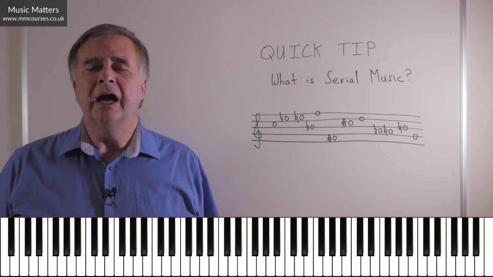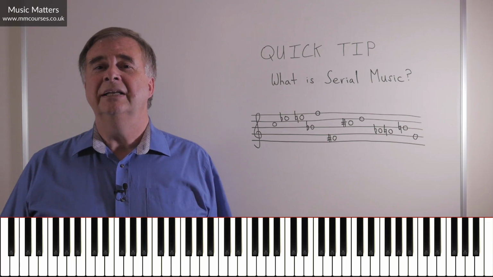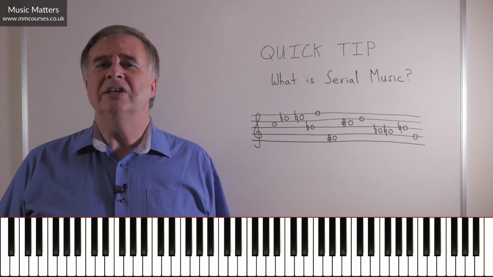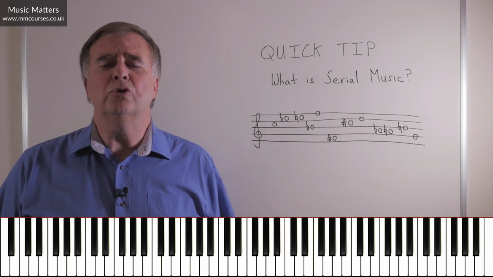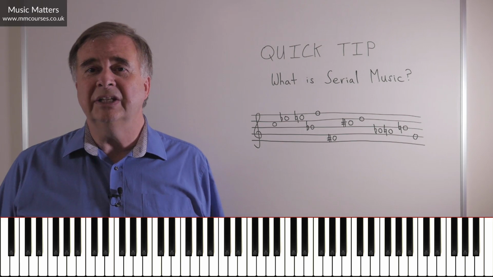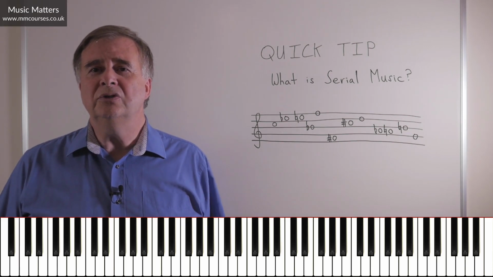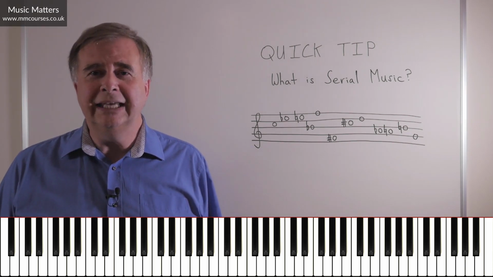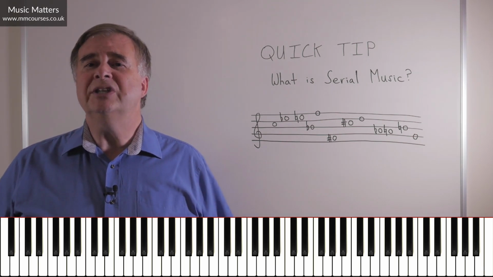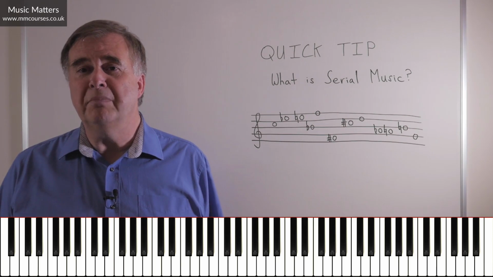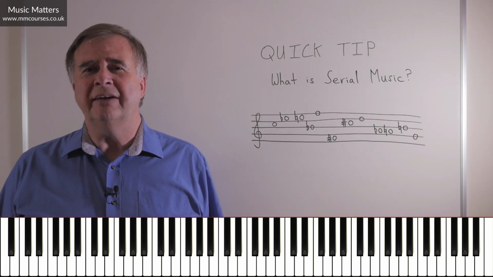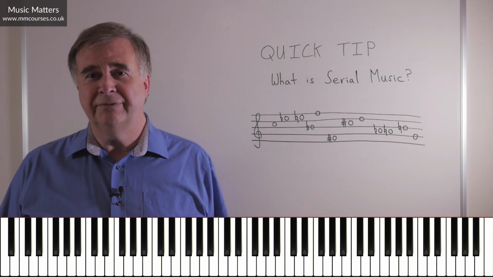And they were kind of responding to something that had been happening in music over the previous decades, which is that music had become so chromatic. In other words, we were using so many notes that didn't belong to the key that we started to lose any sense of which key we were in. So Schoenberg decided to organise a new system to replace major and minor scales and keys. And it's this that we're just having a quick look at in this film.